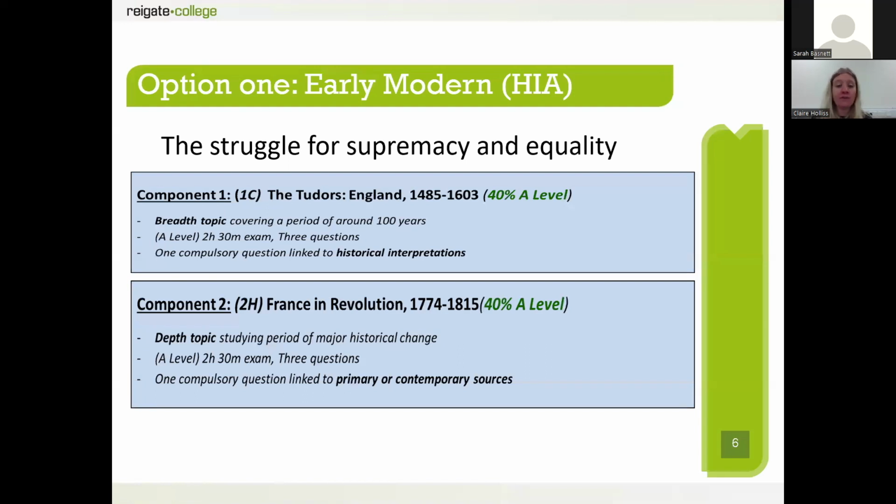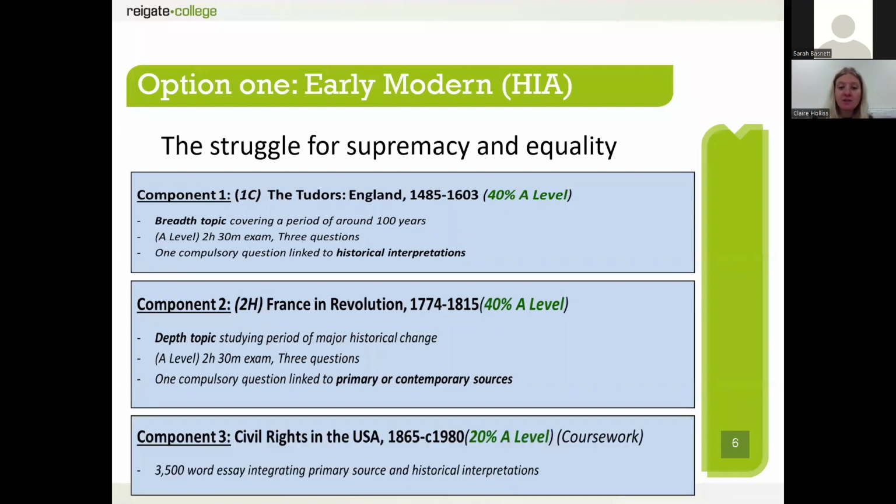Now, both of these courses end in the exam paper at the end of the 2 years. So you would have, for example, the Tudors paper, a question on historical interpretations and a couple of essay questions. Then in the French Revolution paper, you'd have a question on primary sources and a couple of essay questions. So you'd be developing some of the skills that you'd have at GCSE, but just building on them here for the A level as well.